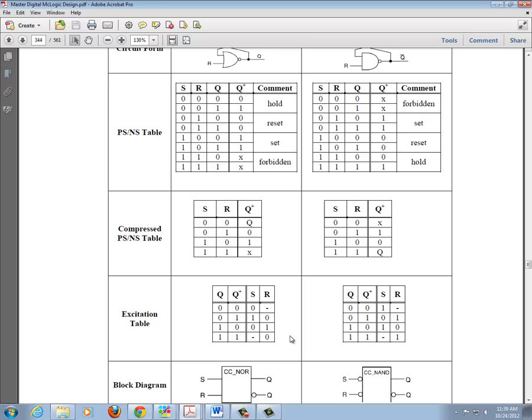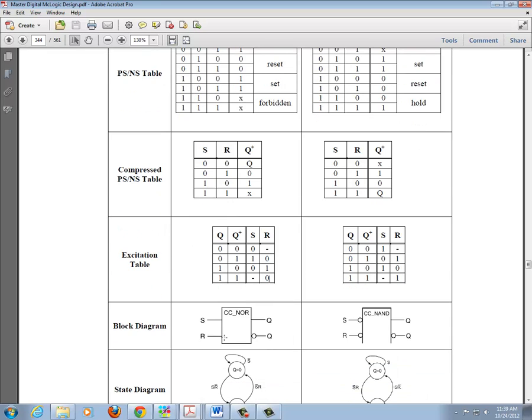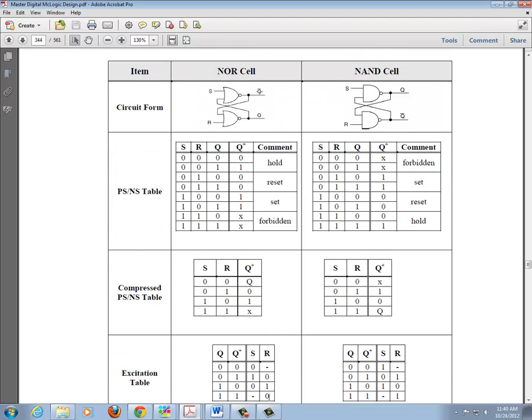Alright, so we can also model this sequential circuit with a black box diagram. So we have inputs S and R, our output Q, our present state, and Q naught, which is modeling this form of the circuit.